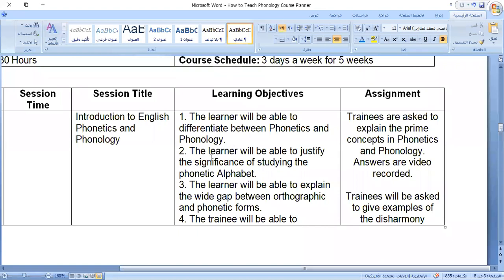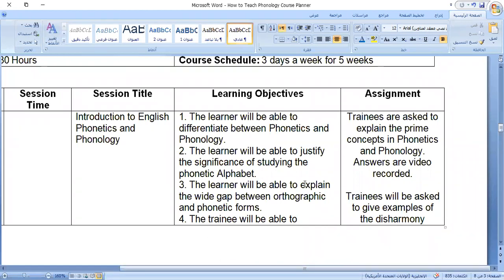Why the learner will be able to justify the significance of studying the phonetic alphabet. The first important thing is to know why, because some students or learners or trainees may ask a question: why don't we depend on letters in our pronunciation? We have 26 letters. Why do we have another alphabet? So we should know that this alphabet is not enough. Okay.